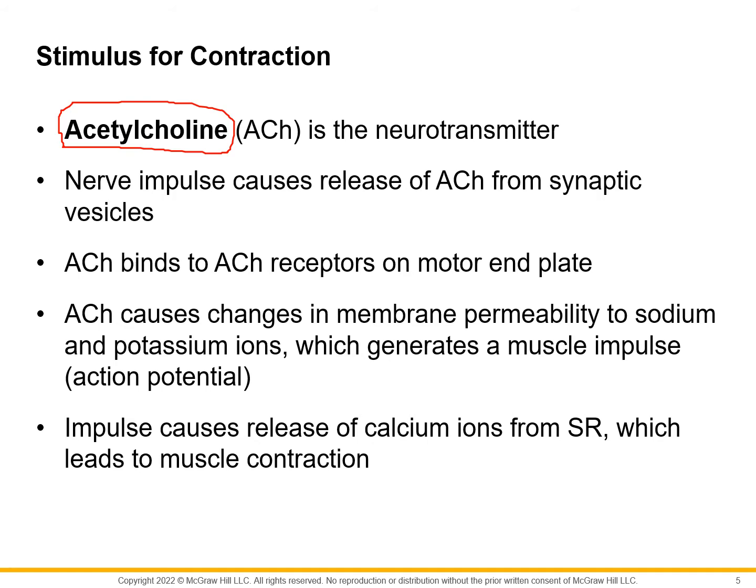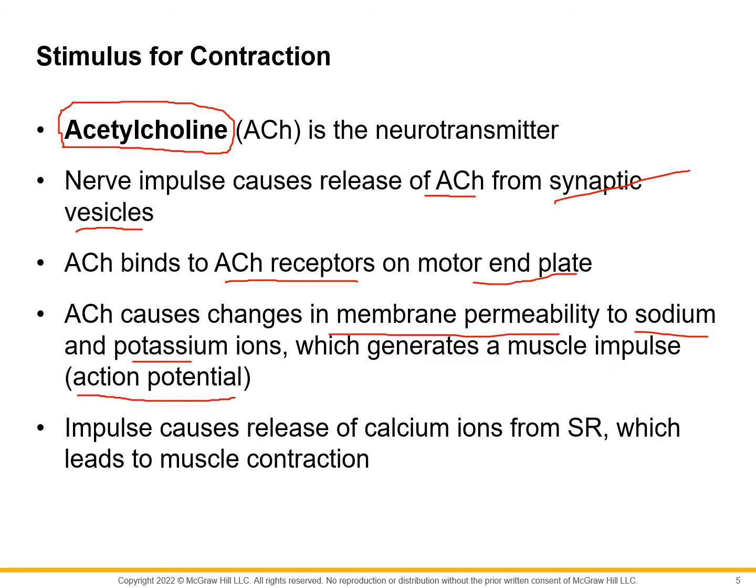So nerve impulses cause the release of acetylcholine into the synaptic cleft from the synaptic vesicles. They will attach to acetylcholine receptors on the motor end plate. This is going to cause a change in membrane permeability to sodium and potassium ions. Basically, we're going to look in the nervous system at how an axon sends a signal called an action potential, and it is the exact same thing. When acetylcholine binds to the receptors, there's going to be an opening of these ion channels. It allows sodium to come in and potassium to go out, and it causes a wave of electrical charge.